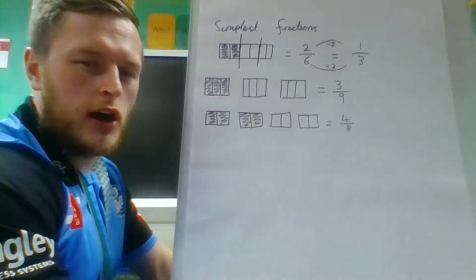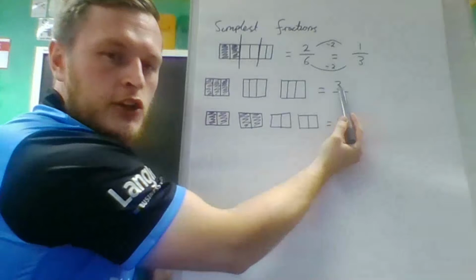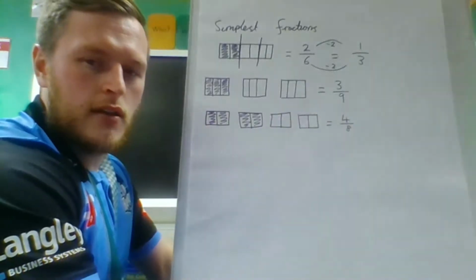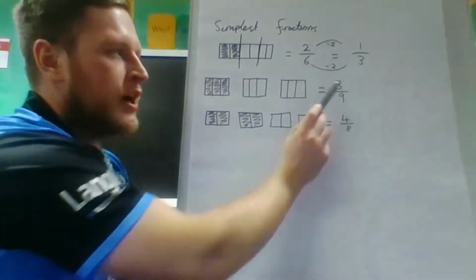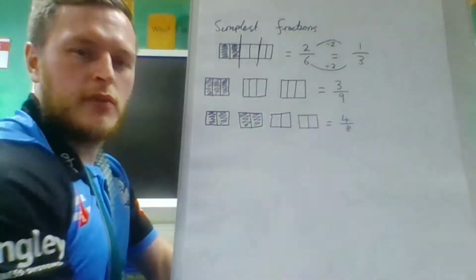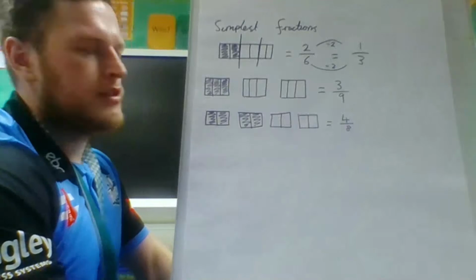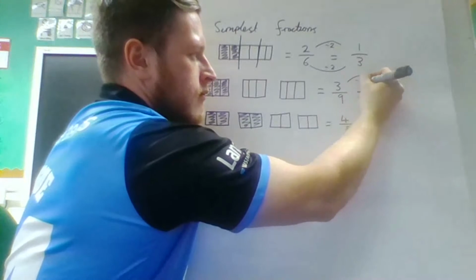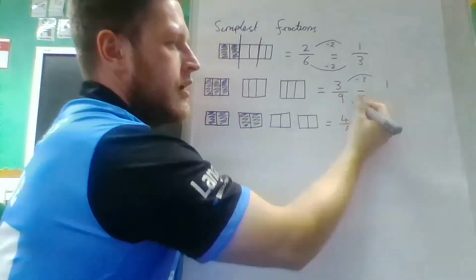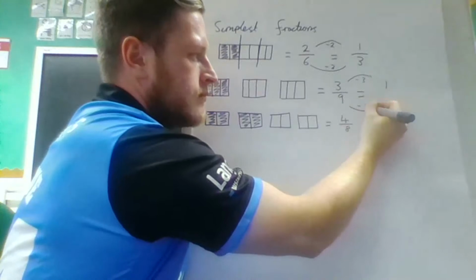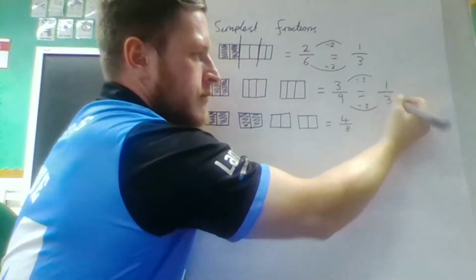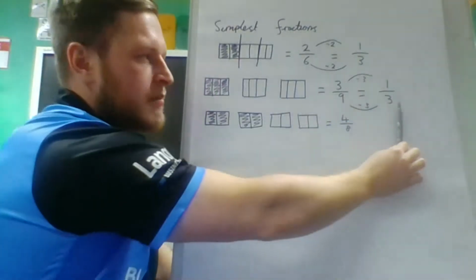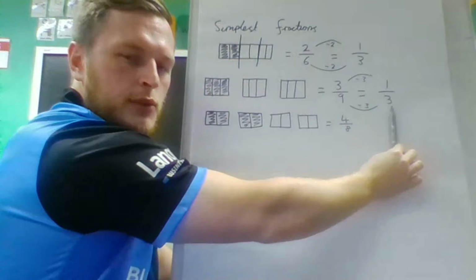A good place to start would be to divide the numerator by itself. This will only work though if the numerator and denominator are in the same times table, but it will for the ones we're going to do today. So 3 divided by 3 equals 1. And 9 divided by 3 equals 3, so 1/3. So 3/9 is the same as 1/3. This is the simplest fraction because it's as small as possible.